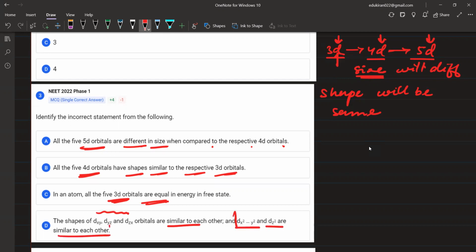No, this statement is not right, because dx square minus y square is having shape something like this, and dz square is like this. So obviously these two shapes are not similar. So D is the correct option and the incorrect statement.